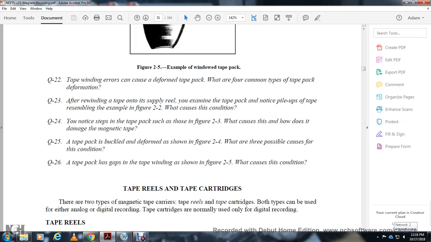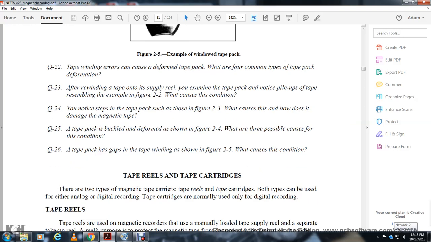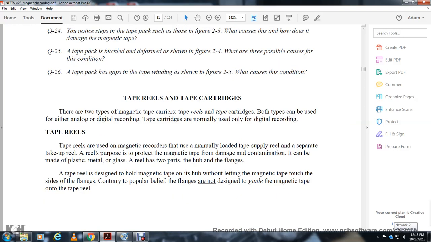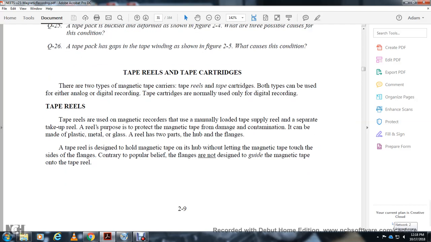There are two magnetic tape carriers: tape reels and tape cartridges. For both types, you can use analog or digital recording tape, though cartridges are normally used only for digital recording. Reels are used on magnetic recorders, and you usually manually load the tape supply reel and the take-up reel. The reel holds the magnetic tape and can be made of plastic. It has two parts, the hub and the flange. The hub holds the magnetic tape, and the flange is designed to guide the magnetic tape on the reel.